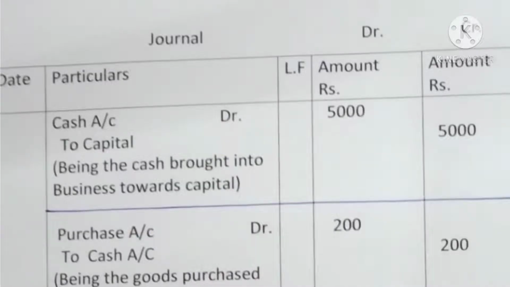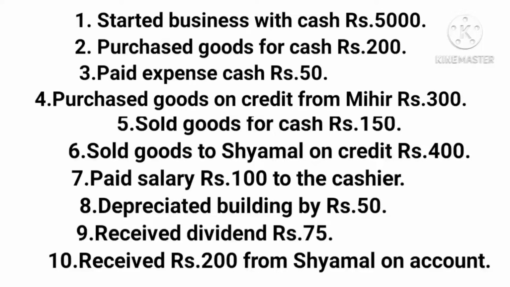Now we record the transaction in journal. There are 5 columns in a journal: date, particulars, LF means ledger folio, amount debit and amount credit. So we write in journal: cash account debit to capital account rupees 5,000, debit 5,000, credit 5,000. Narration will be being the cash brought into business towards capital.